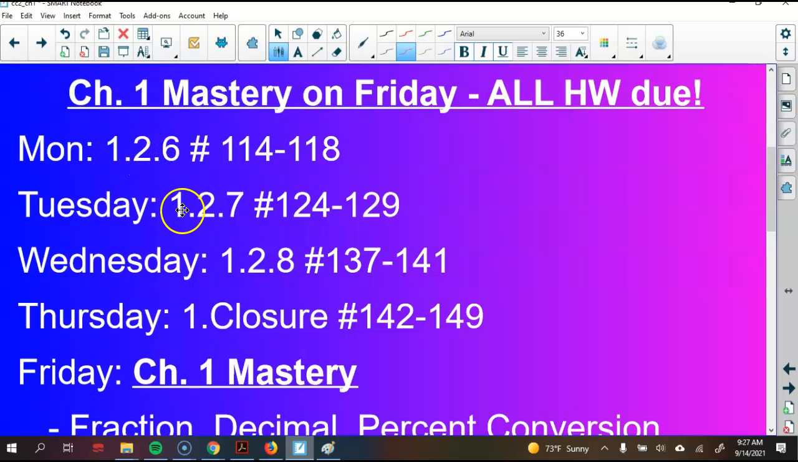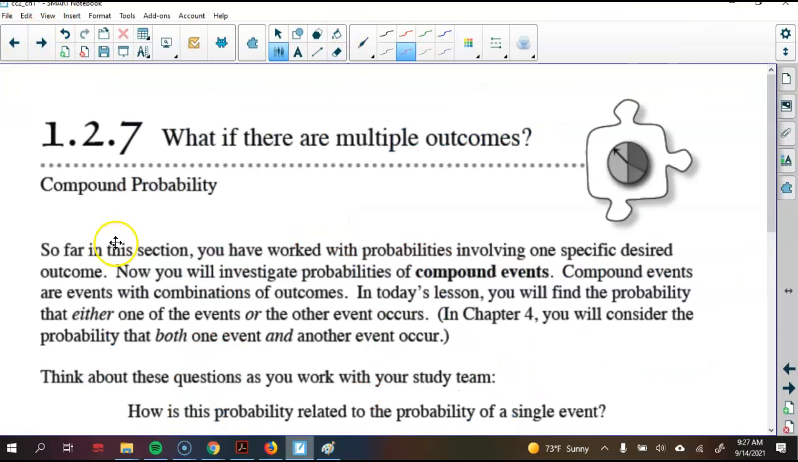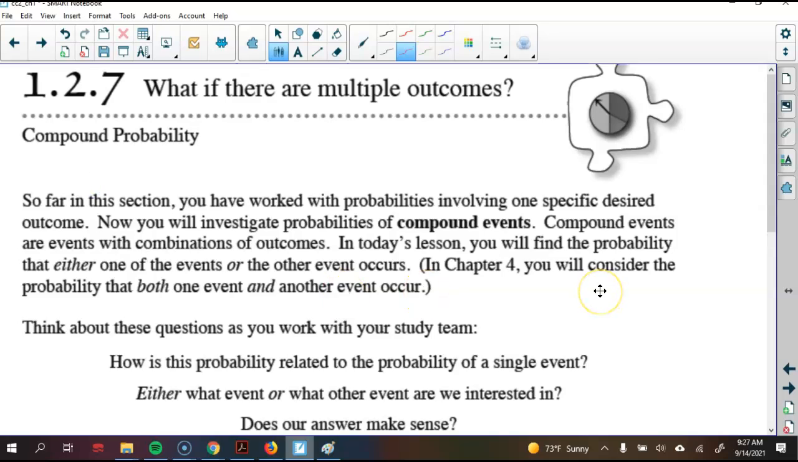Yesterday was 126, today is 127, then 128, and the closure. Anybody need a packet? Because we're using the packet. Get out 127. You probably just had 126 out, but get out 127.